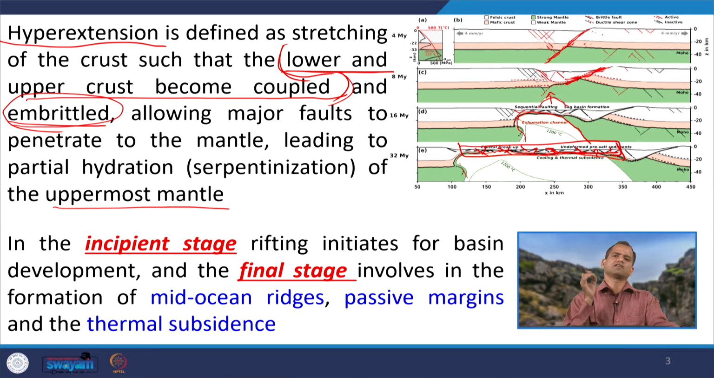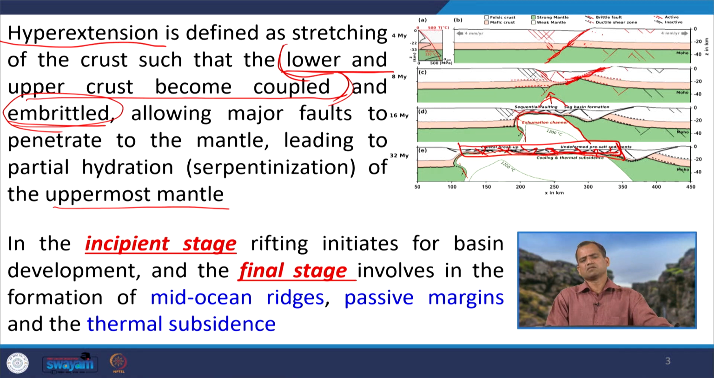Hyper extended margin is different from the normal plate margin. Here the upper and lower crust are clubbed together and embrittled, so they allow these faults which are generating from the surface to move up to the mantle system. So, either it is hyper extended margin or normal divergent margin or rift margin, they allow mineralization.